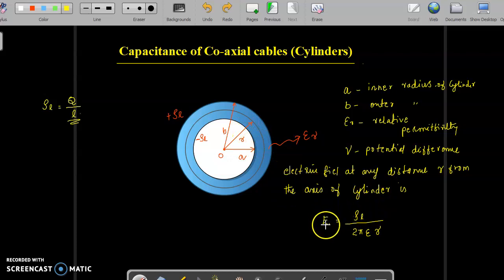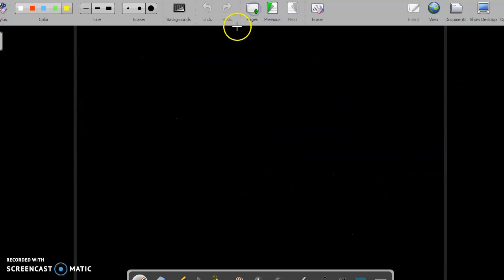As per Gauss's law, we can write E is equal to rho L upon 2 pi epsilon r. Now with this expression, the potential difference between the two coaxial cylinders we can write down as V equals minus the integral of E dr from A to B. Earlier we have studied that potential is an integral function of electric field intensity and the distance.